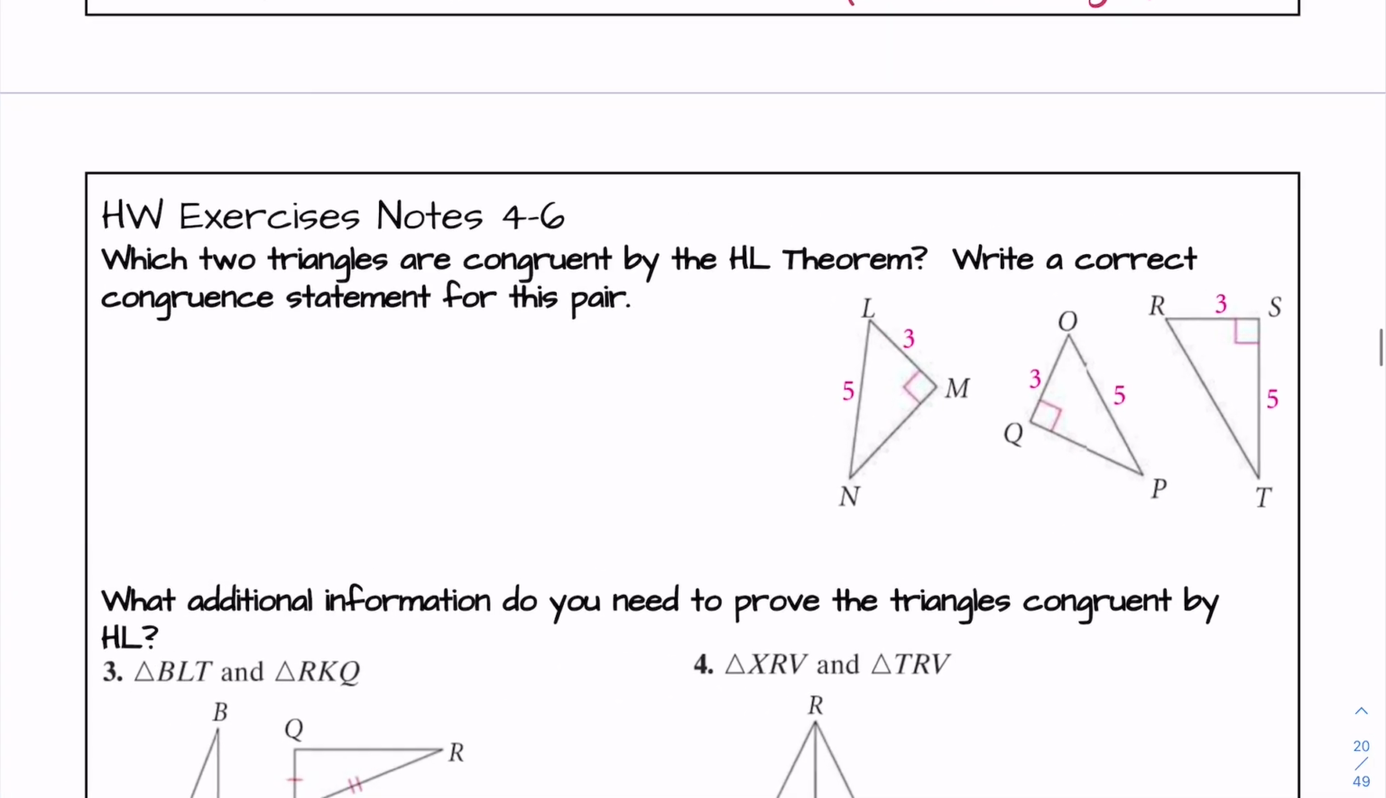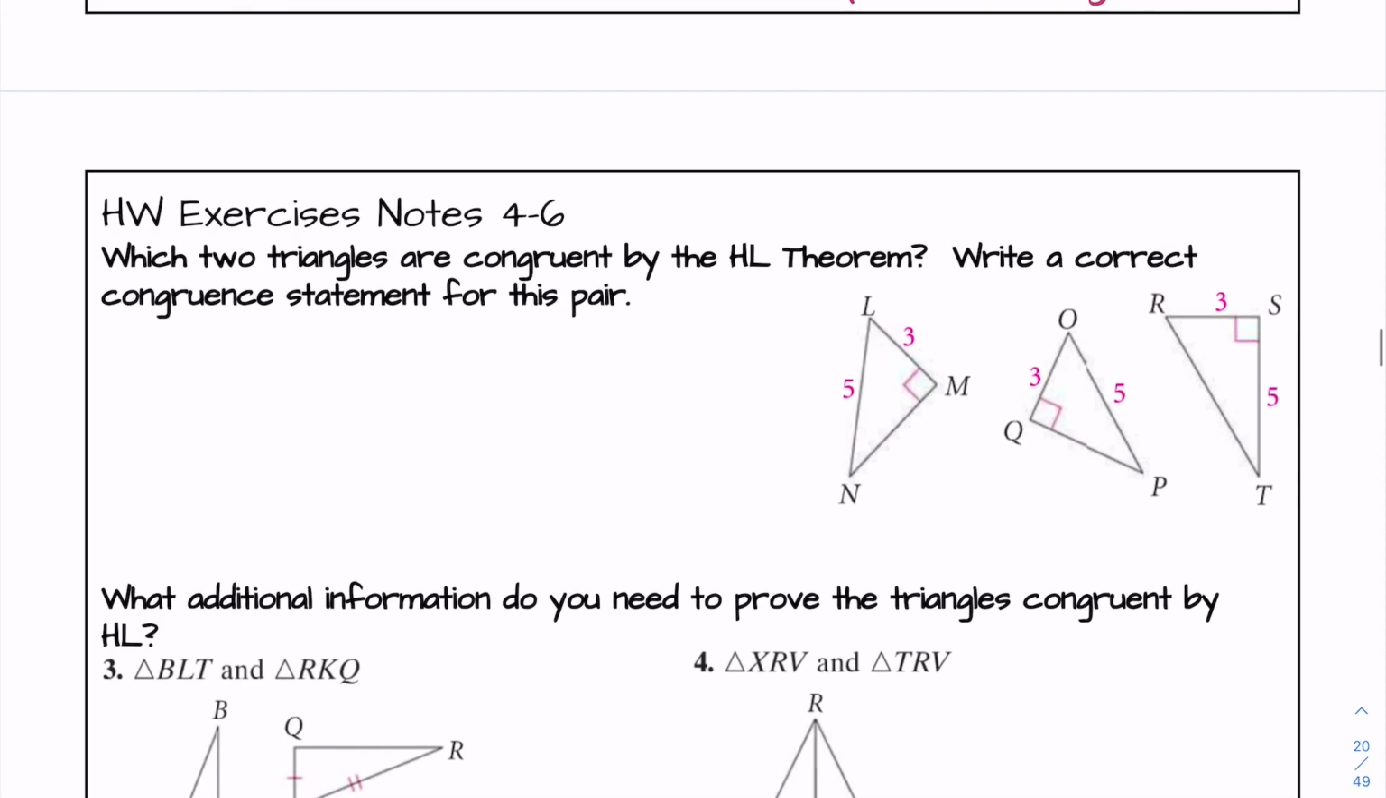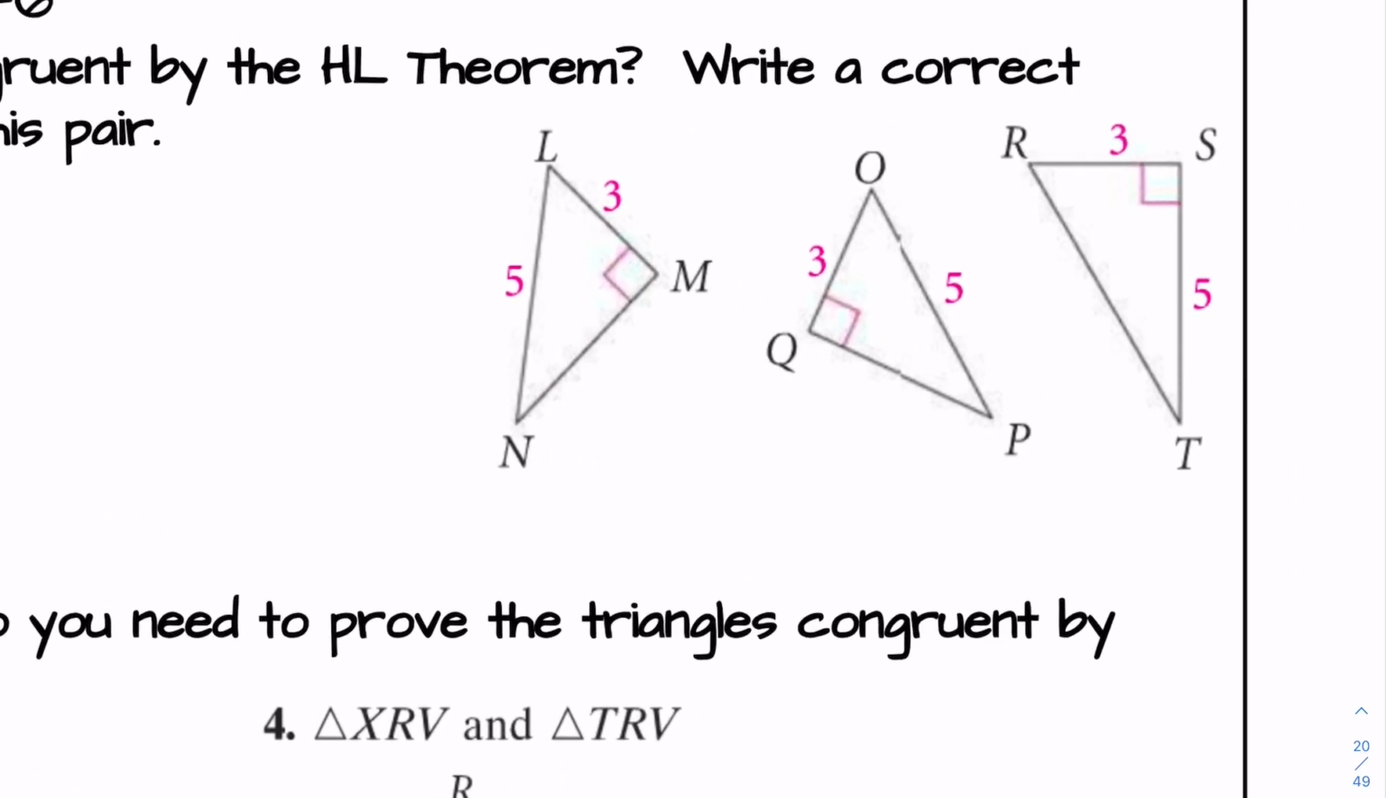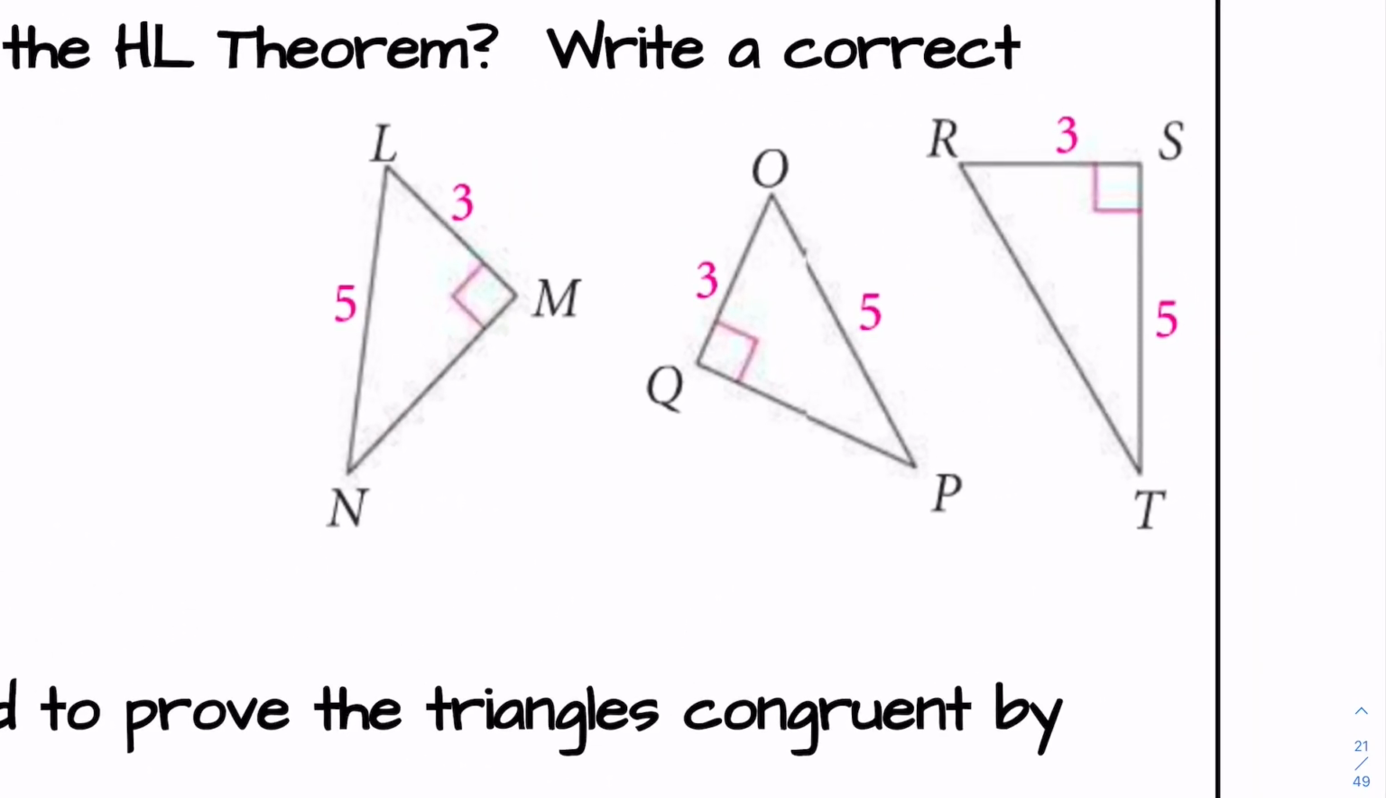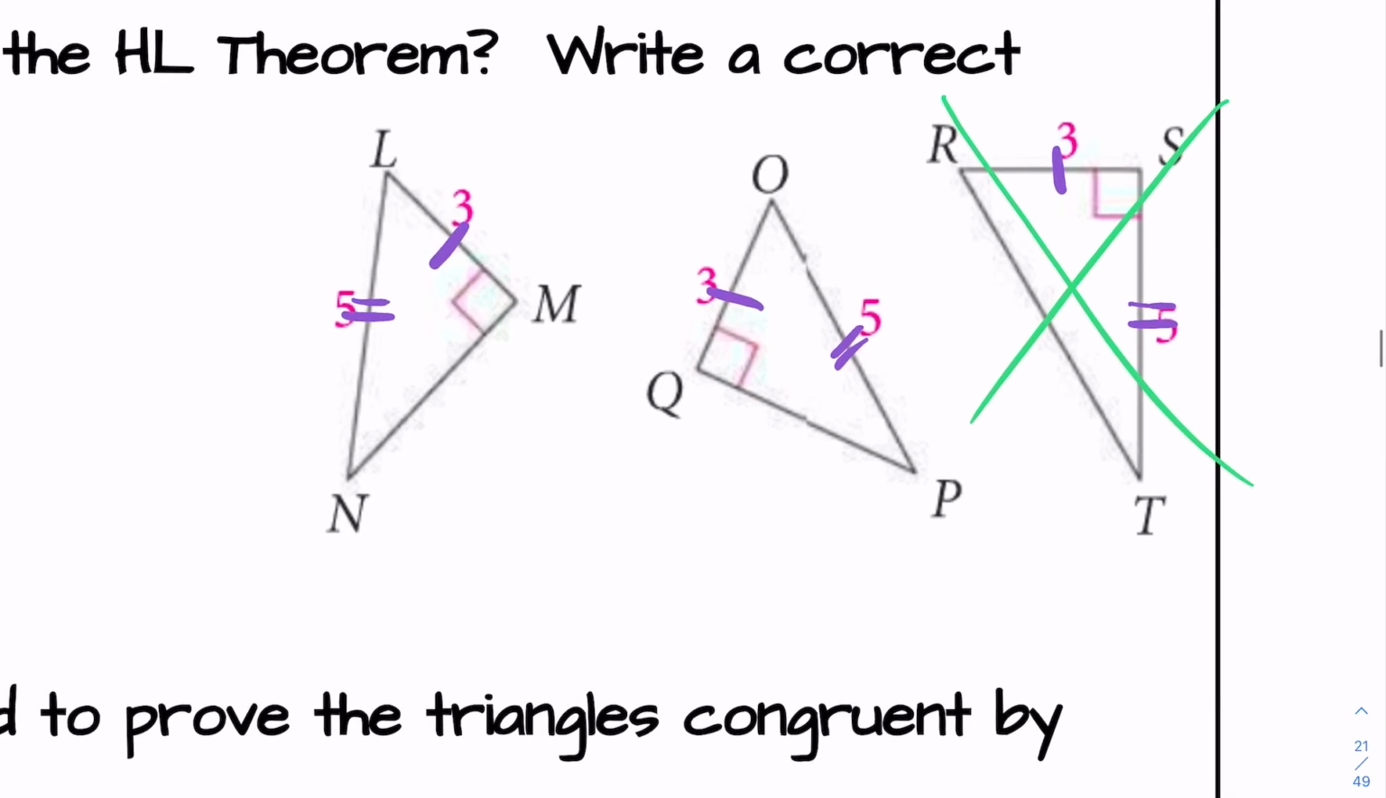It says, which two triangles are congruent by HL theorem? Write a correct congruent statement for the pair. So let me put in my tick marks. I got 3, 3, and 3. I got 5, 5, and 5. And I got right angle, right angle, right angle. But let me take a look. It looks here like the hypotenuse and the leg is given. Here it looks like a hypotenuse and a leg is given. Here it looks like a leg and a leg is given, so this is not the option I can go with. This is by side-angle-side. These are by HL.